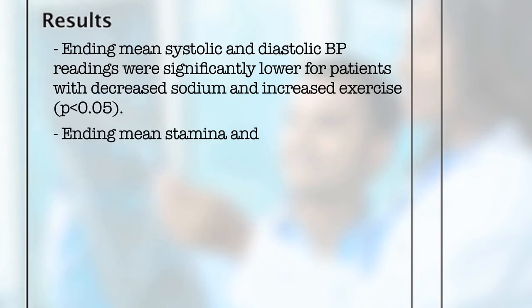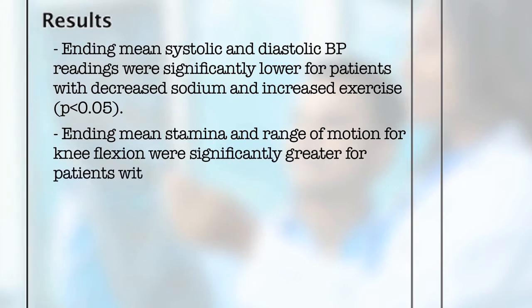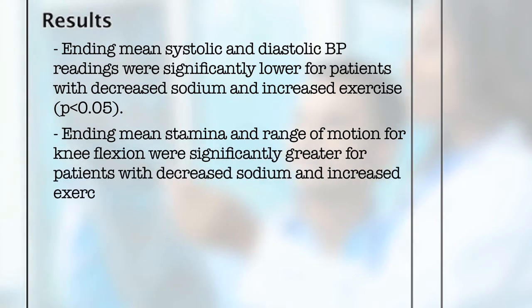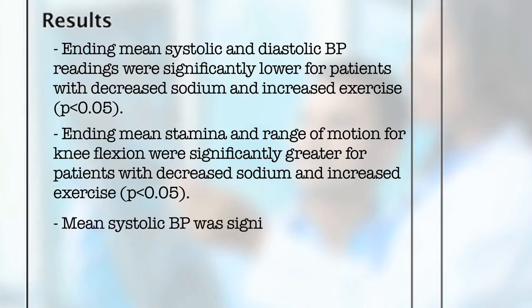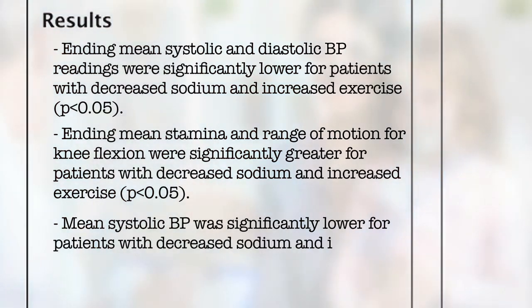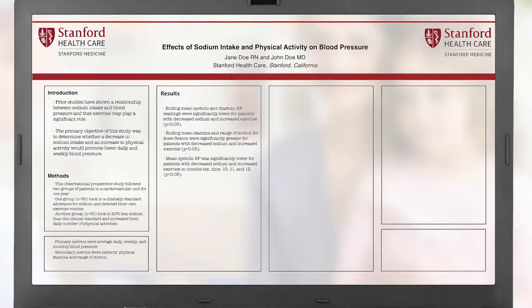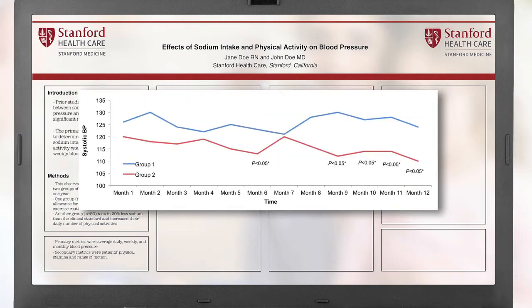Ending mean stamina and range of motion for knee flexion were significantly greater for patients with decreased sodium and increased exercise. Mean systolic BP was significantly lower for patients with decreased sodium and increased exercise in months 6, 9, 10, 11, and 12. Remember that an effective way to present your results is through tables and graphs. For this study, a line graph succinctly captures changes in outcome measures over time.